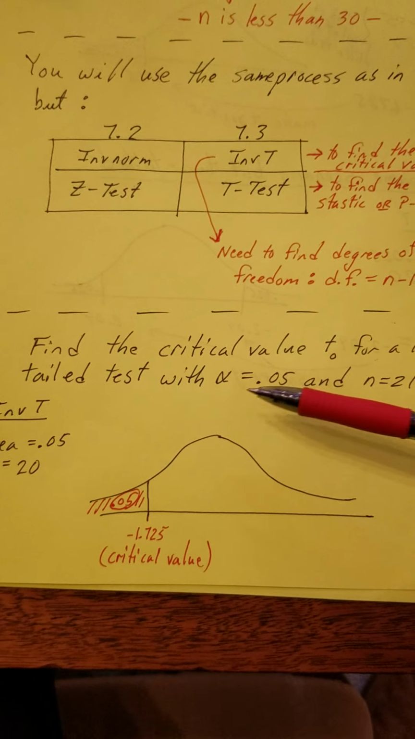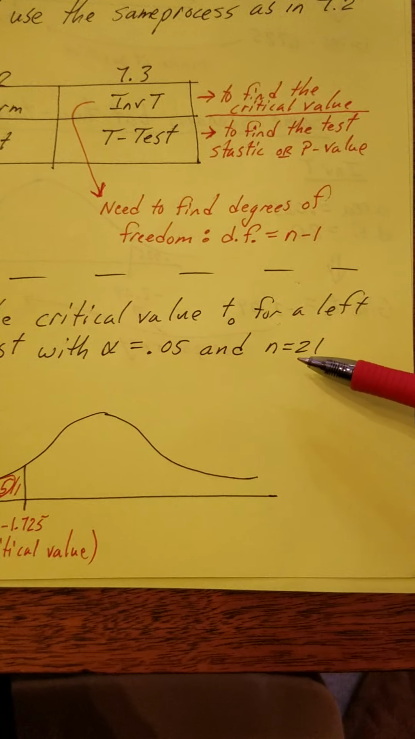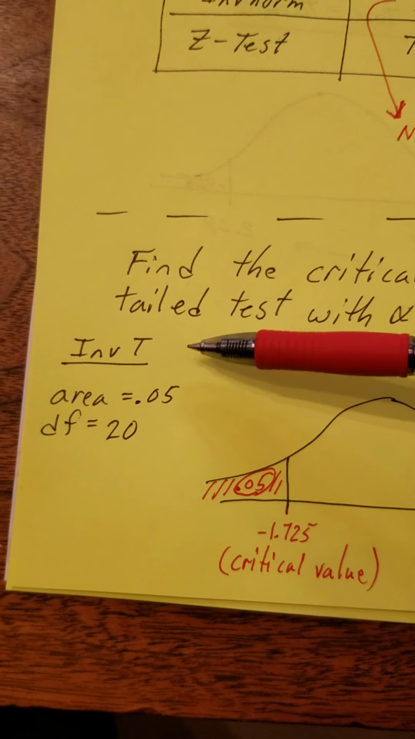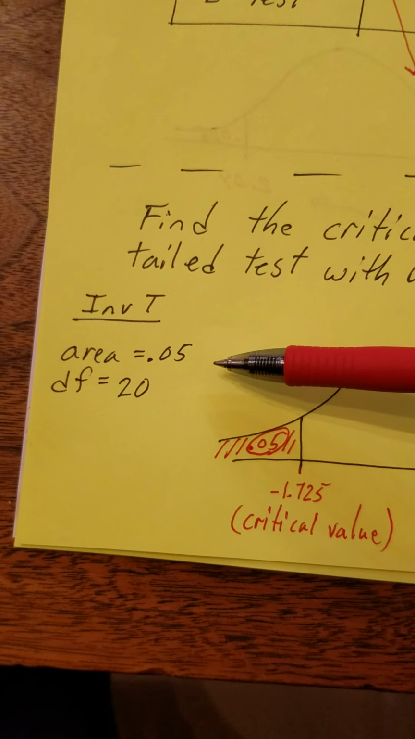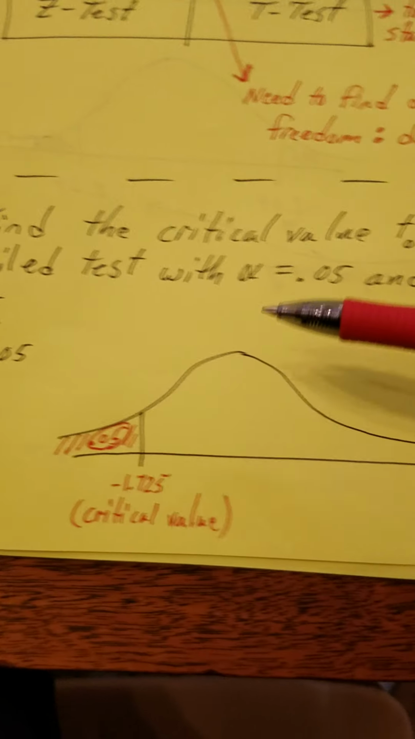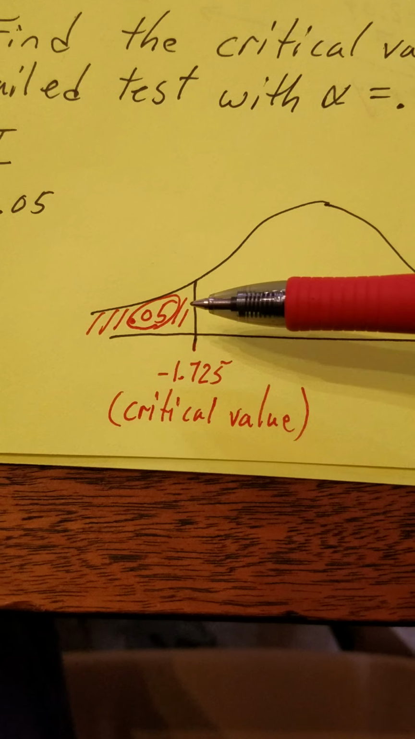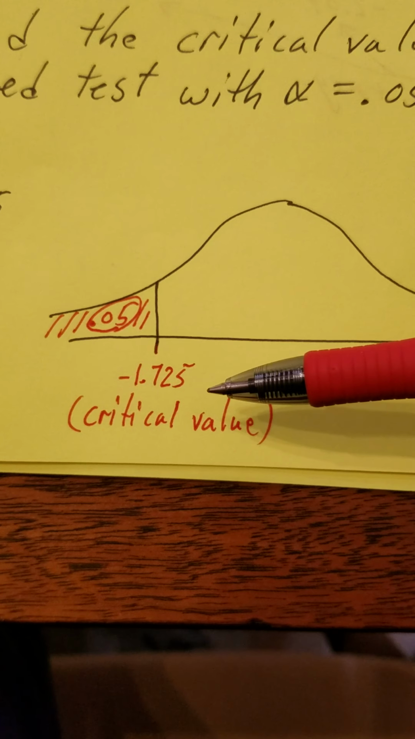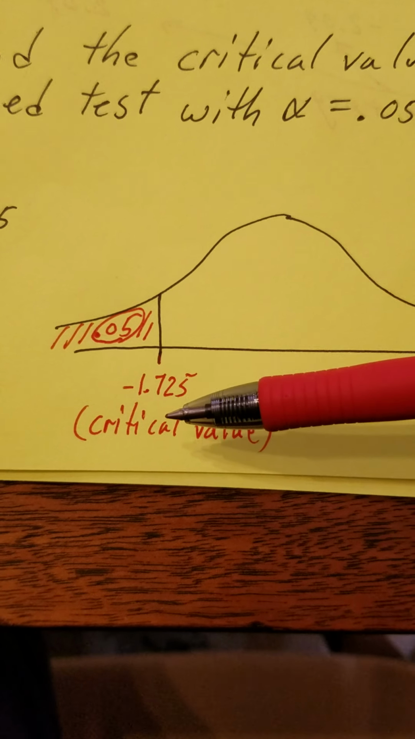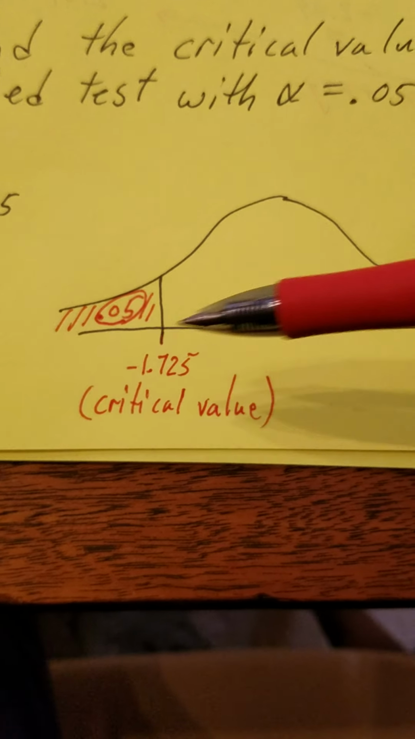For a left-tailed test with alpha equals 0.05 and n equals 21, you would use inverse t. You got to state the area, 0.05. Then you got to do the n minus 1 and say 20 for the degrees of freedom. So here's a picture, right? You're using 0.05. When you do inverse t, you get this for your critical value. Now remember, that's your cutoff for when you're doing your test. Do you get a number in your test that's to the right or to the left in this area over here?